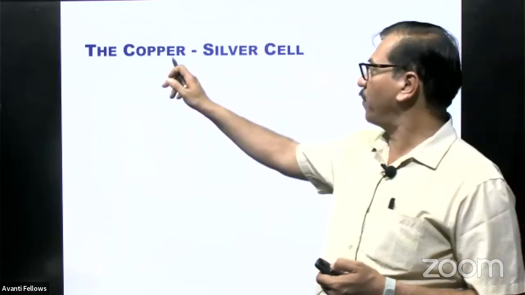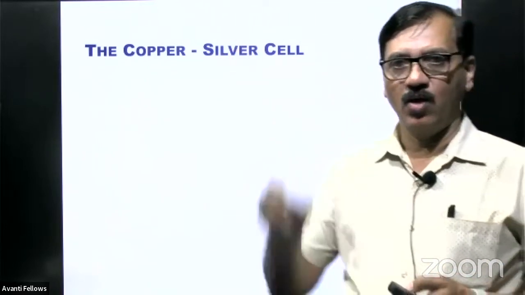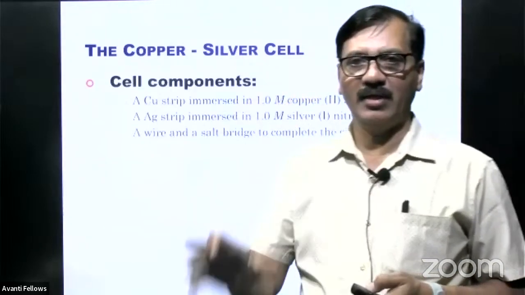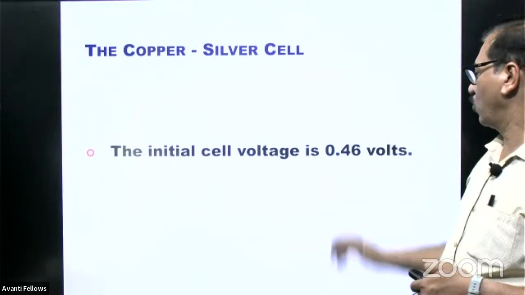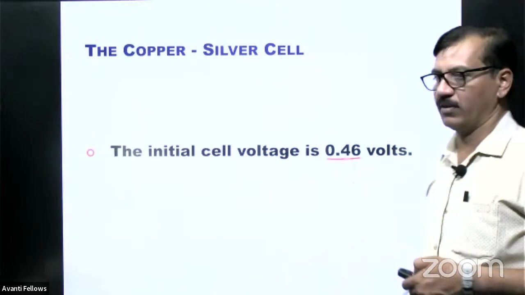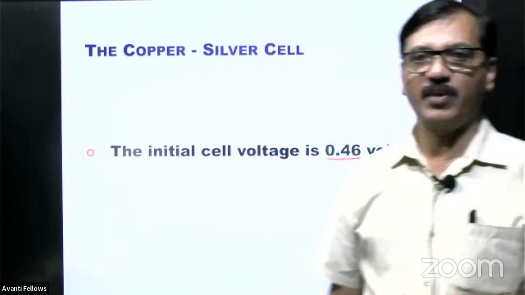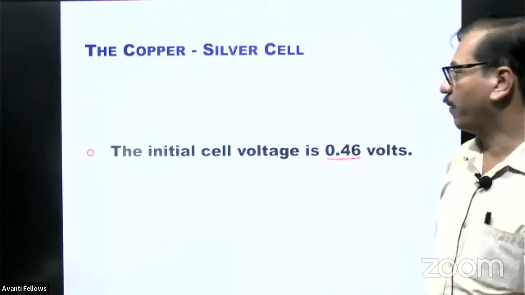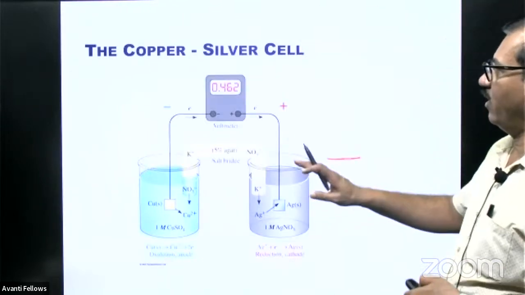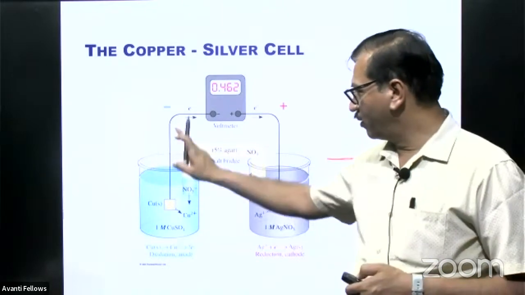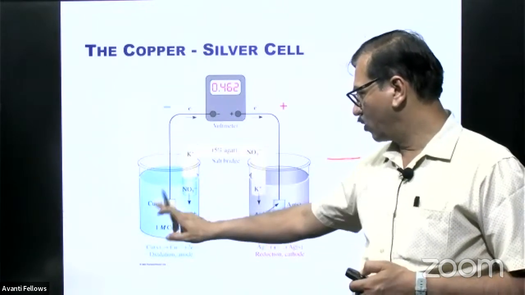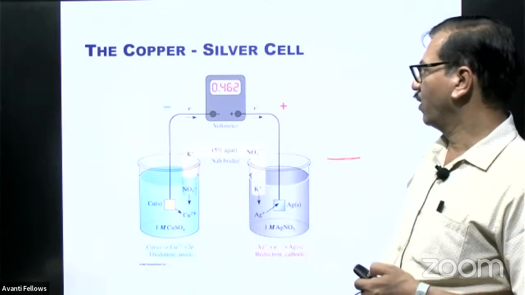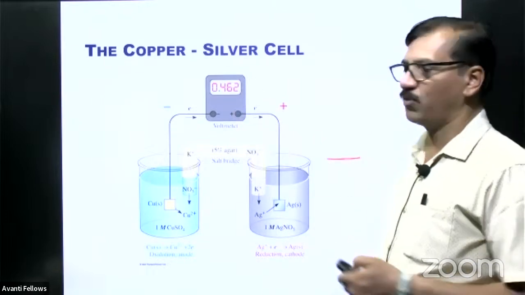Now, what is meant by a copper silver cell? Copper is dipped in its own ionic solution, copper sulfate, and silver in silver nitrate. We find the voltage is different for this cell, because of the relative tendencies, or electrode potential values. Here the copper strip is dipped in its own solution, silver in silver nitrate, and we got 4.462.